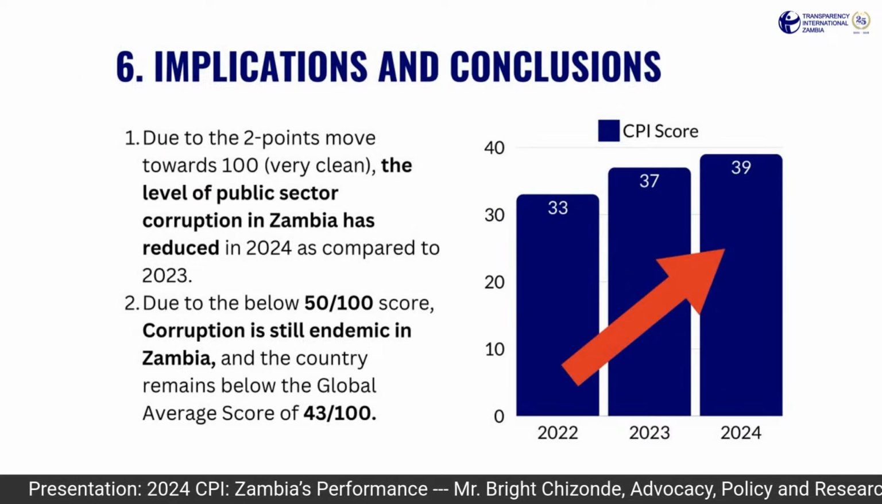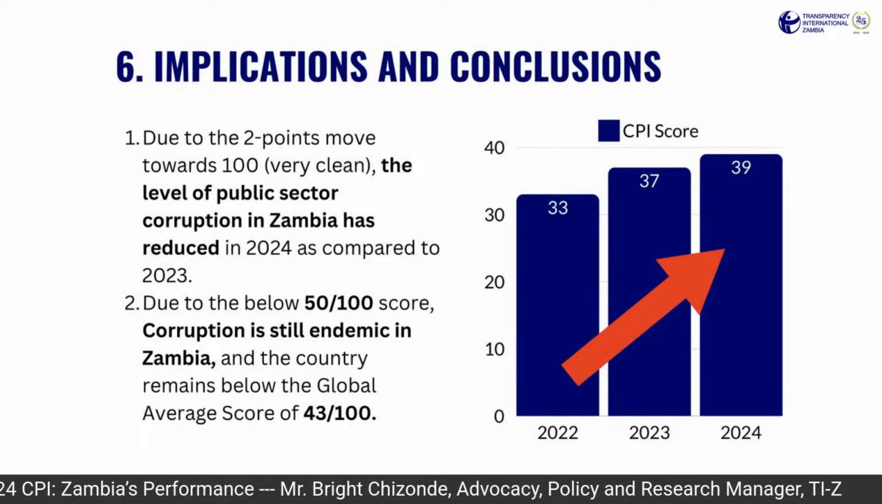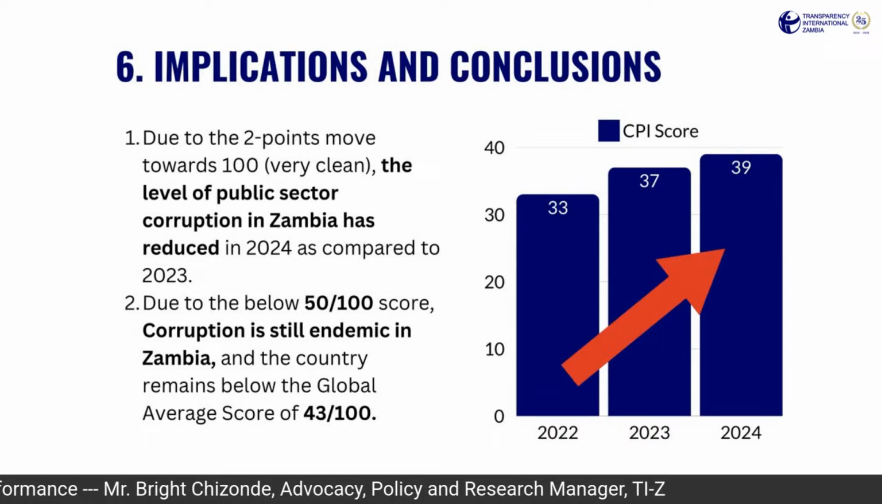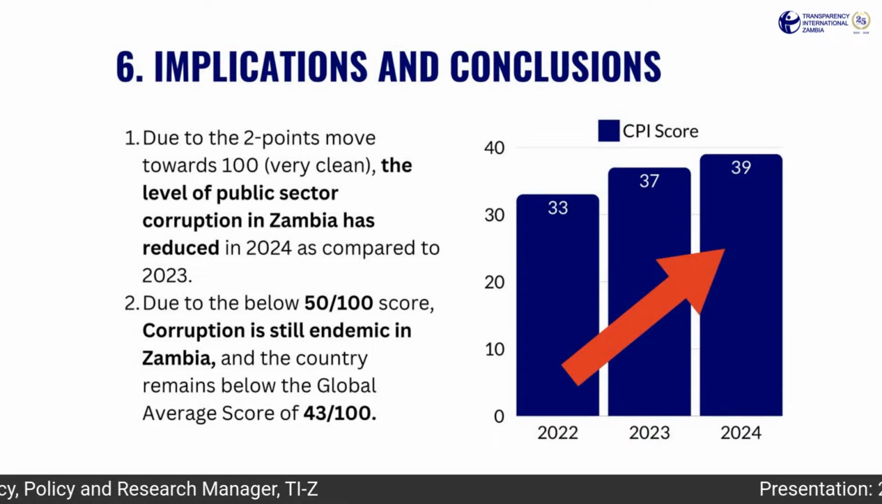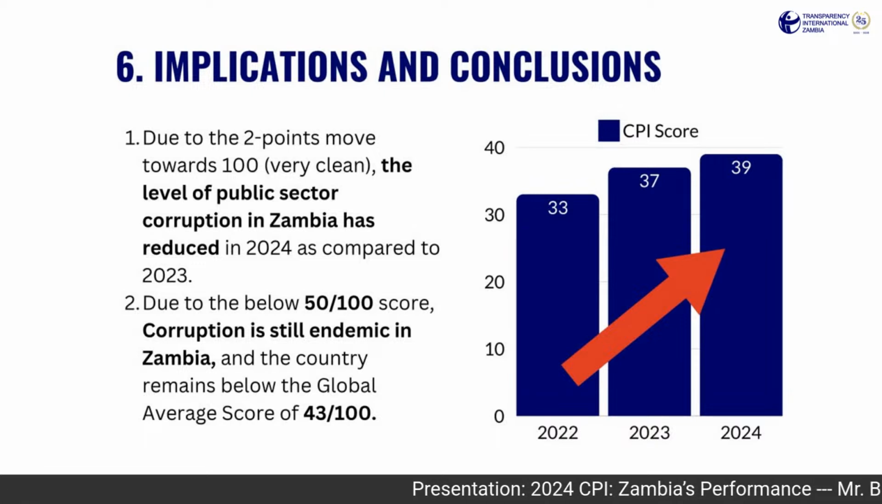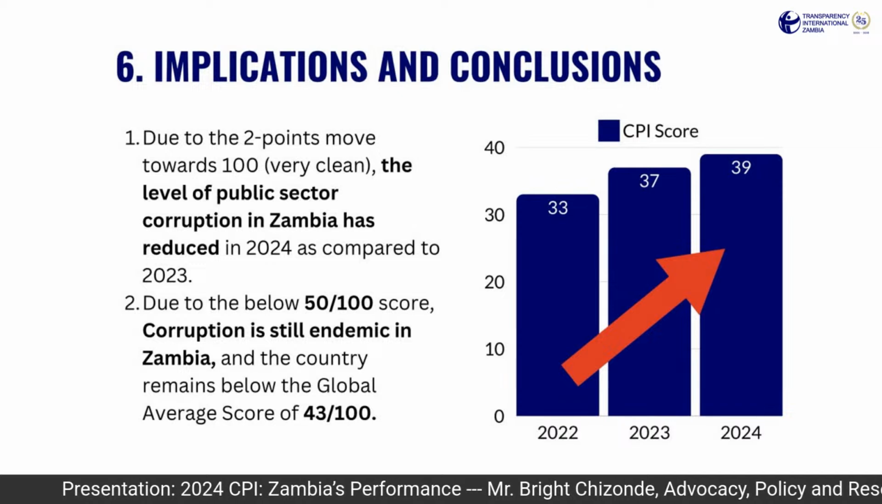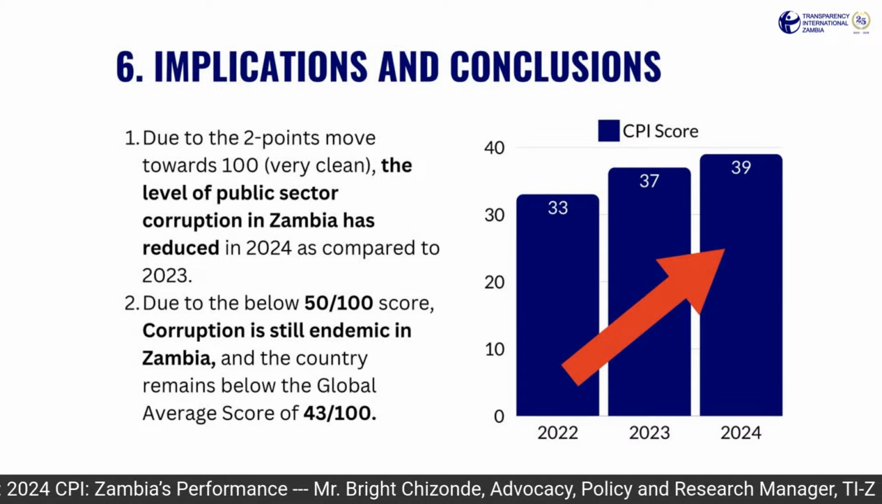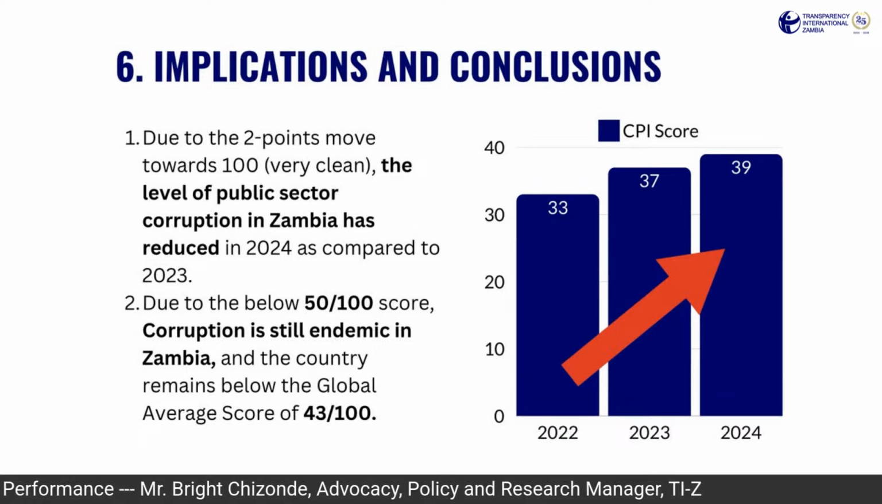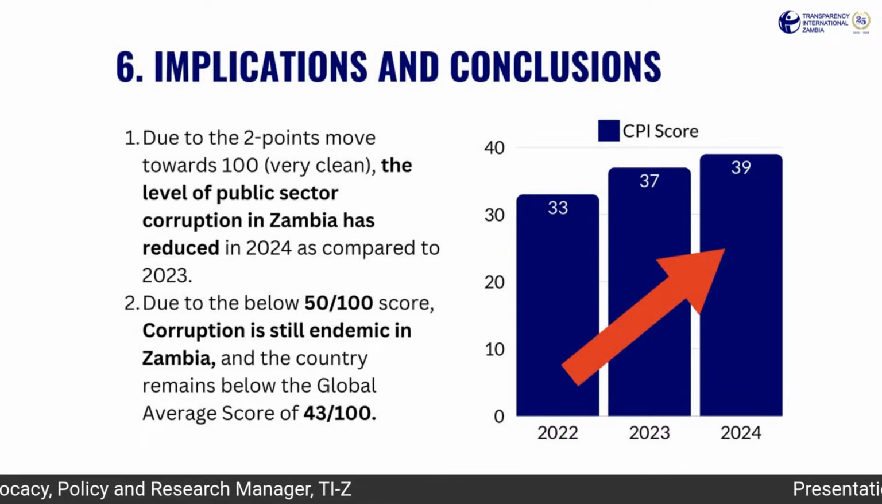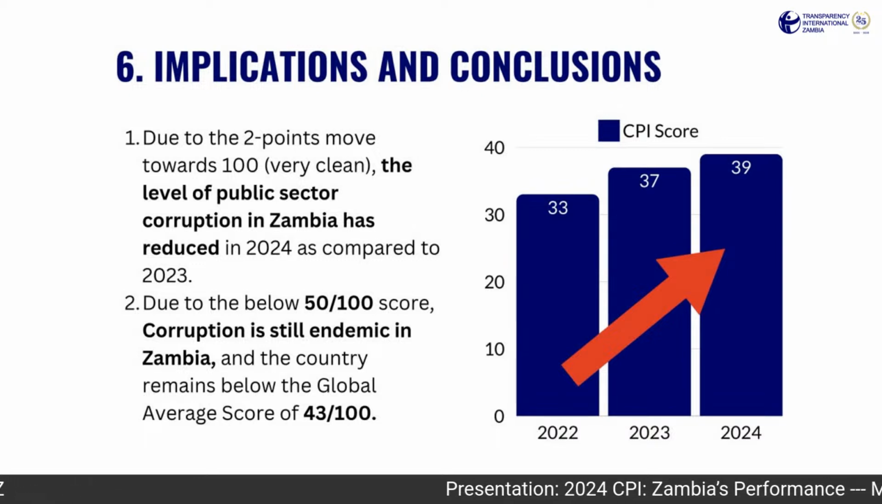Let me end with implications and some conclusions, which are important. Number one, due to the 2-point move towards 100, where 100 is very clean, the level of public sector corruption in Zambia has reduced in 2024 as compared to 2023. That's the conclusion. Number two, due to the below 50 out of 100 score, corruption is still endemic in Zambia, and the country remains below the global average score of 43 out of 100.